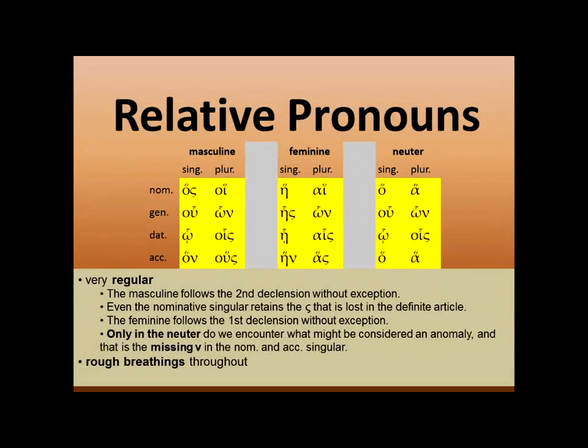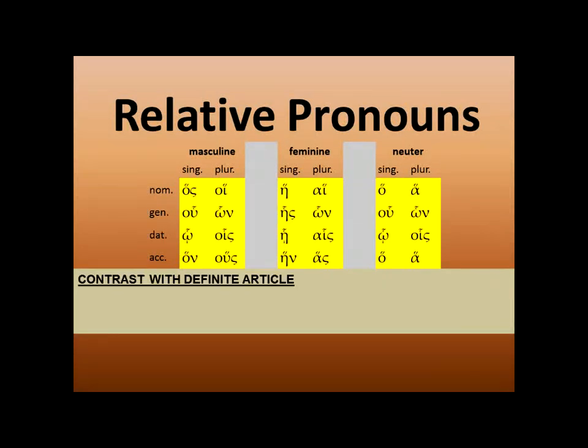There are rough breathings throughout the declension of the relative pronoun. Every relative pronoun form has a rough breathing mark. That's going to help you distinguish between the nominative forms of the relative pronouns and the definite article, particularly in the masculine and feminine genders. All forms are accented.